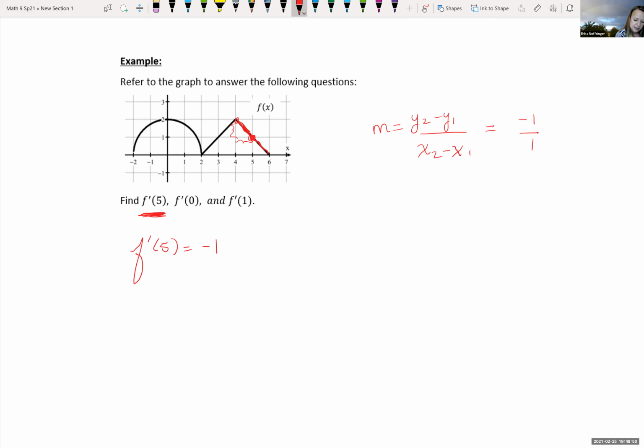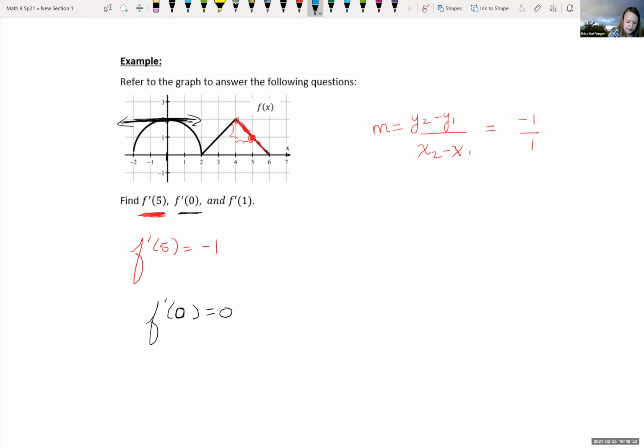Now f prime of 0. So we want to look at when x is 0, and we want to see what's happening at the graph there. I notice when x is 0, my graph has like a maximum point there. And so the slope of my tangent line would be a slope of a horizontal line, and I know the slope of a horizontal line is 0. So f prime of 0 is equal to 0.